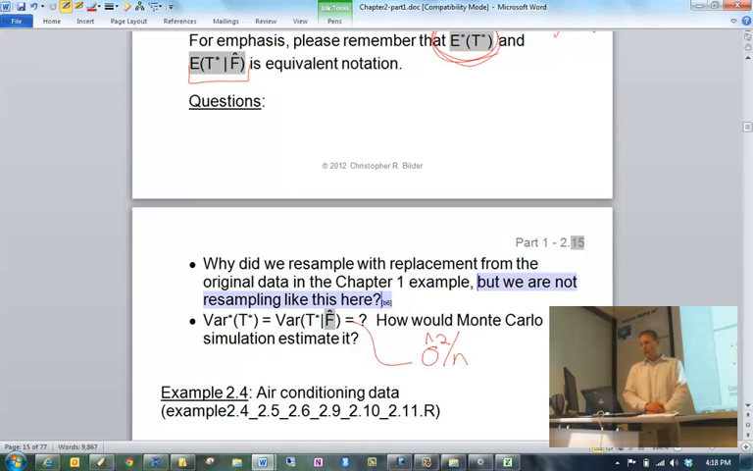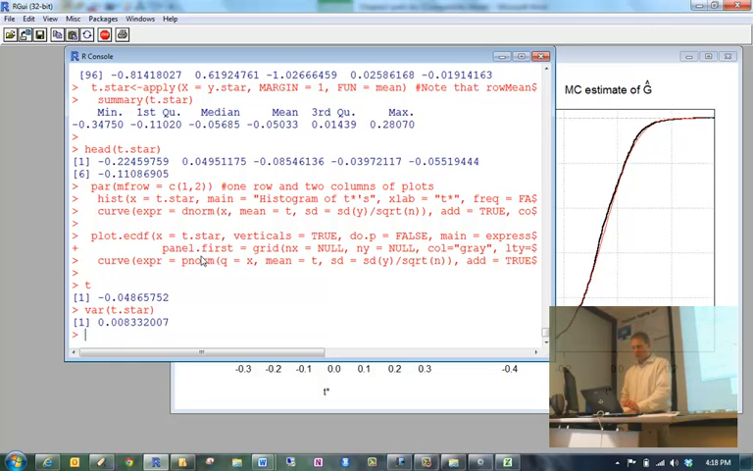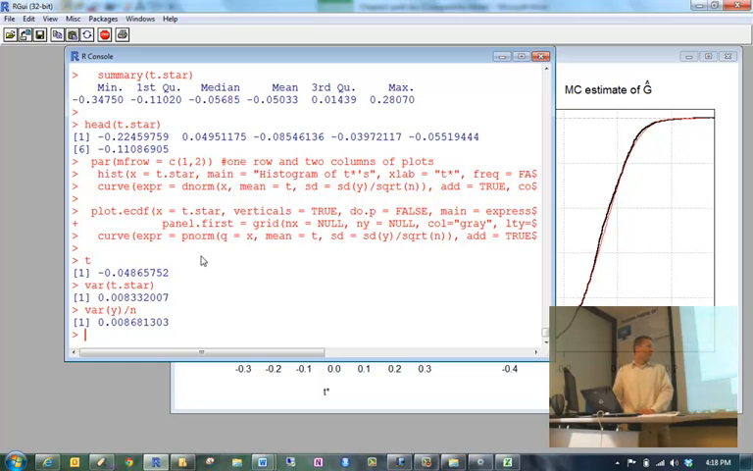How would we use Monte Carlo simulation to estimate it? I'll talk more about this later, but this is a good time to bring it up now. How would we use the resamples to estimate it? Standard deviation of the samples. Var T star. There you go. 0.0083. And let's see, what was the actual value? Look how close they are.